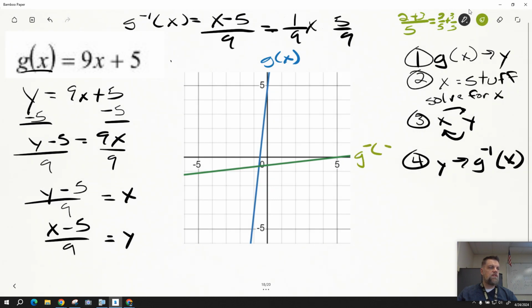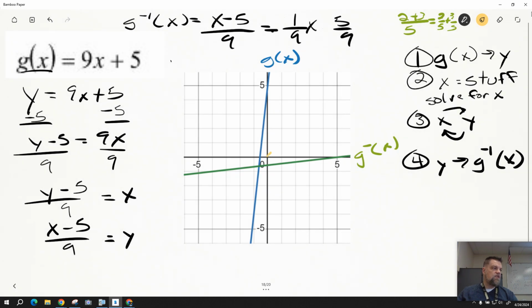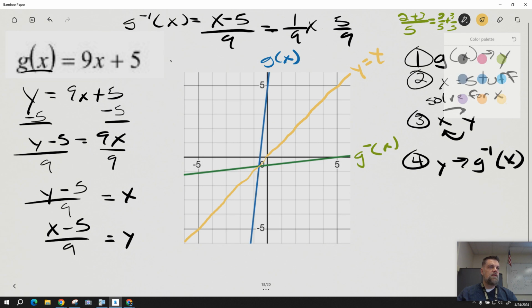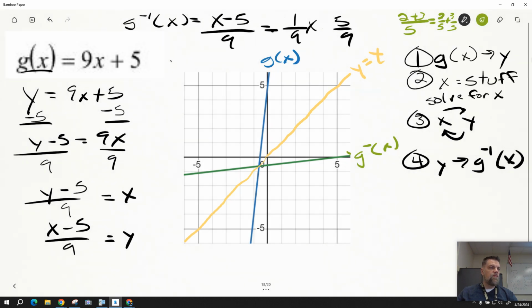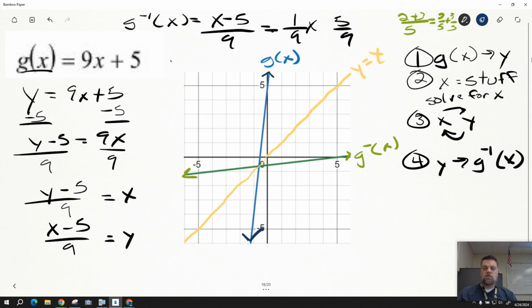This would be your g inverse. And if you wanted to double check for symmetry, remember the diagonal starts at the origin and has a slope of 1 over 1, because it's y equals 1x, so the slope would be 1. The y-intercept would be 0. And so that would be y equals x. And this goes on forever in this direction, and this goes on forever in this direction. Okay? And that's basically it.